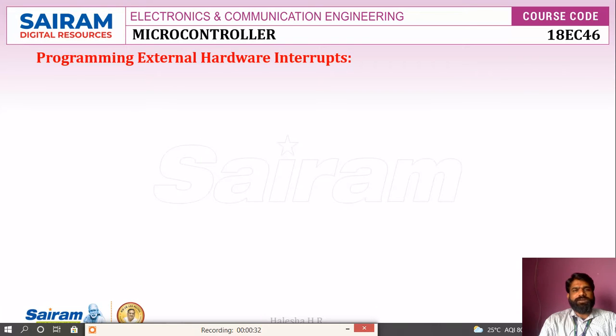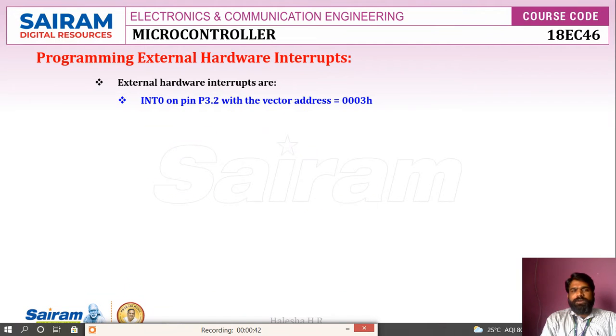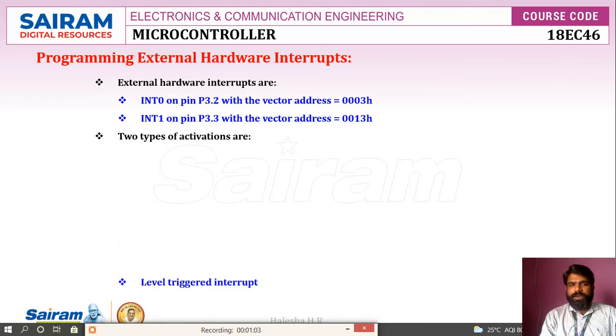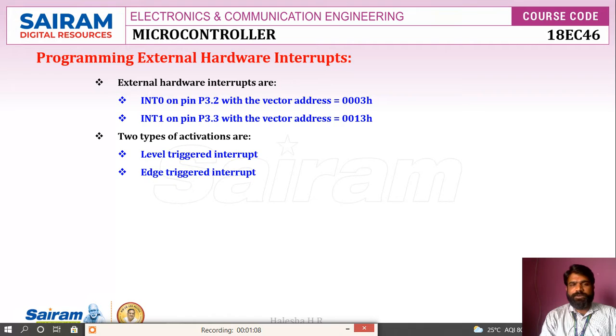So, programming external hardware interrupts. As you know, these are the hardware interrupts. They are external, in the sense external to the microcontroller. We have two external hardware interrupts: INT0 on pin P3.2 with the vector address 0003H, and INT1 on pin P3.3 with the vector address 0013H. And there are two types of activation: one is level triggered interrupt and another one is edge triggered interrupt.